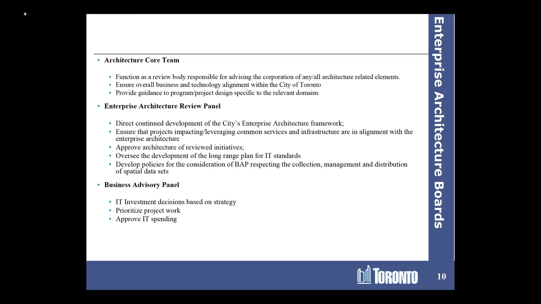The way that we're using these bodies today is we go through the architecture core team to vet the structure and the content of the architecture. We are using that as an advisory board to the architecture review panel, who then bring in the business context to the equation, and then they advise up to BAP on what the implications are of following or not following the architecture. So it's a three-tiered approach, and it's working quite well for us.